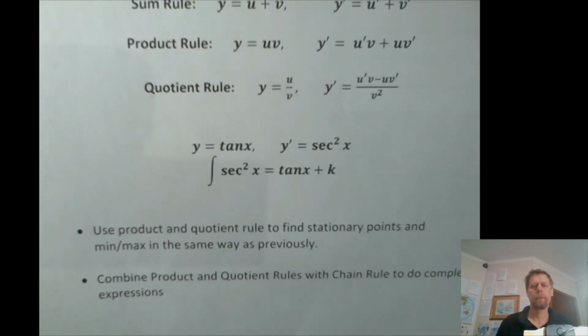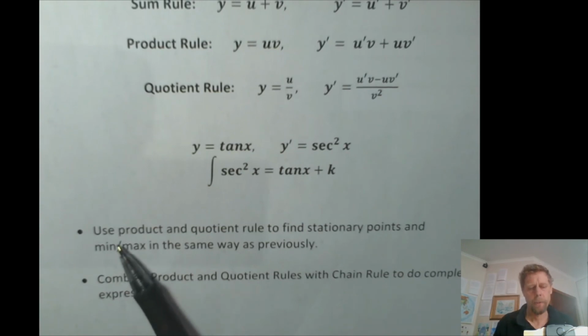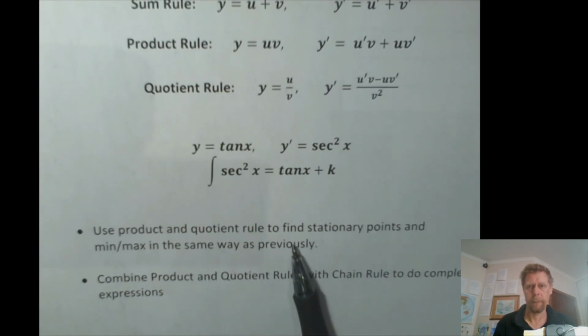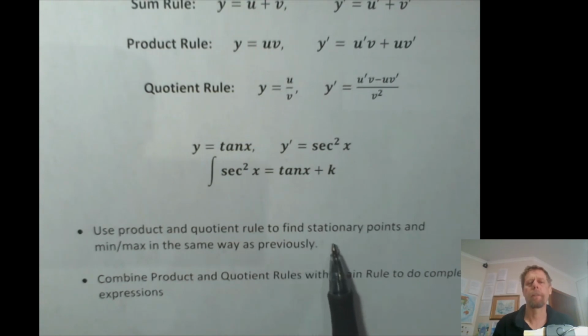Just like we did with the other differentiation examples, we can use the product and the quotient rules to find stationary points and min-maxes in much the same way as previously. You can either use the double differential method, or check if the y dash is increasing or decreasing on either side of the critical points. So the rules are the same, and the questions are similar. They might ask for min-max, stationary points, or equation of tangents, or even equations of normals. It's all similar things.